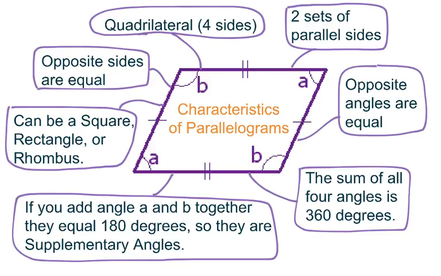So a parallelogram has four sides. It has two sets of parallel sides, so opposite sides are parallel, meaning that opposite angles are equal, as well as opposite sides being equal. A parallelogram could be a square, rectangle, or rhombus. The sum of all four angles is going to be 360 degrees, and going back to a vocabulary word that we've talked about before, supplementary angles. So if you add angle A and B together, that would equal 180 degrees, so they are supplementary angles.